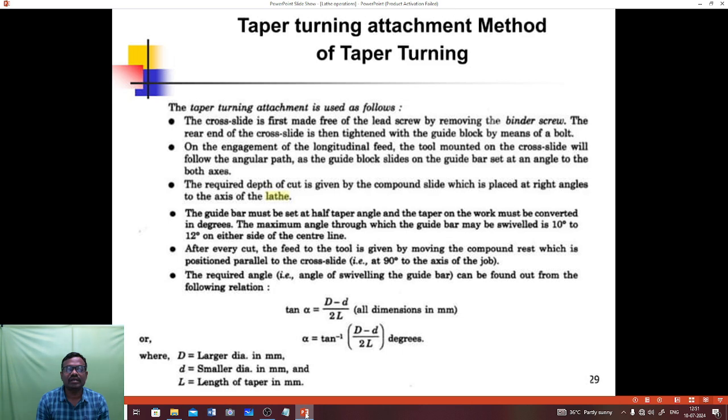The maximum angle through which the guide bar may be swiveled is 10 degrees to 12 degrees on either side of the center line. After every cut, the feed to the tool is given by moving the compound rest which is positioned parallel to the cross slide. The required angle can be found out from the following relation. Tan alpha equal to (D minus d) by 2L. Alpha equal to tan inverse of (D minus d) divided by 2L.